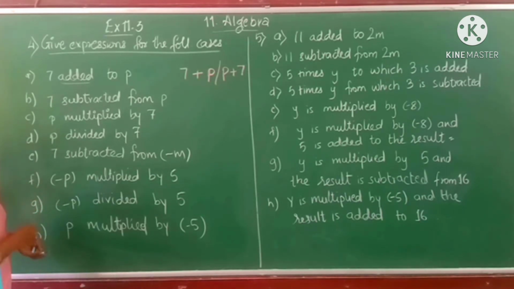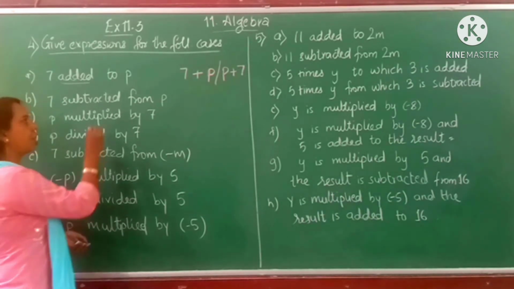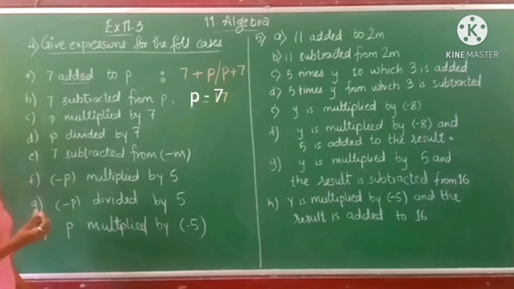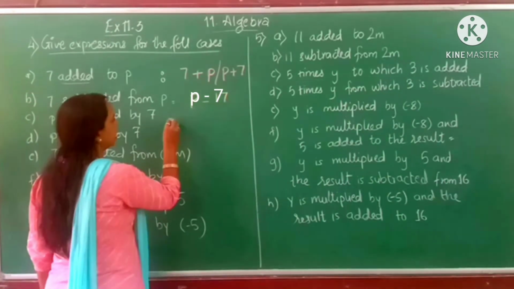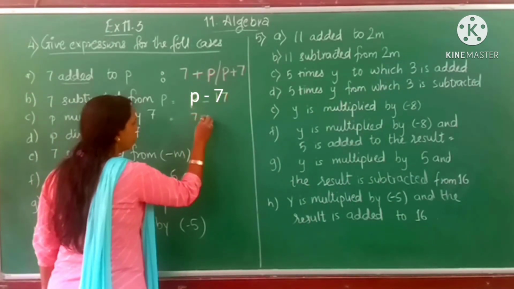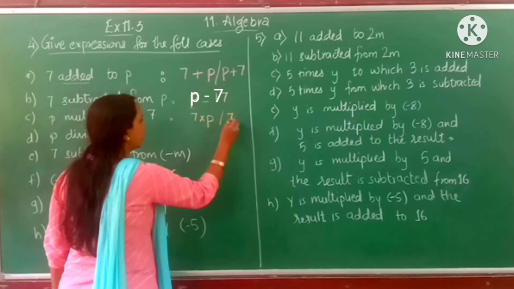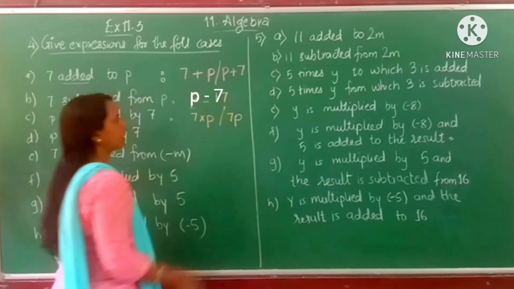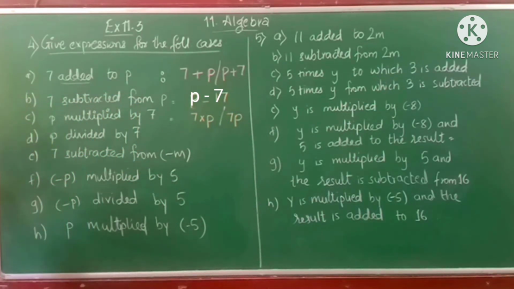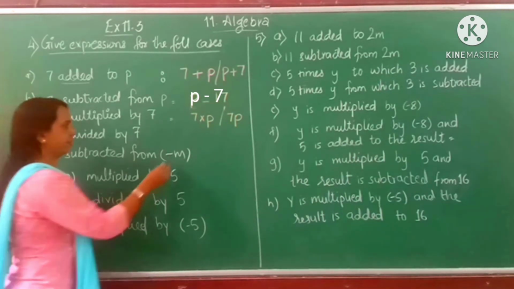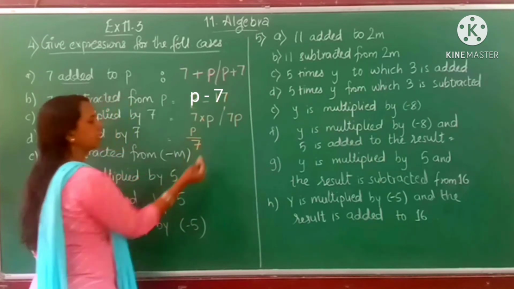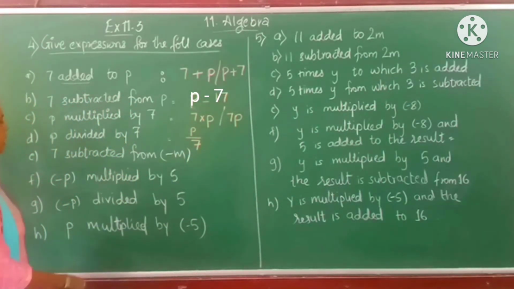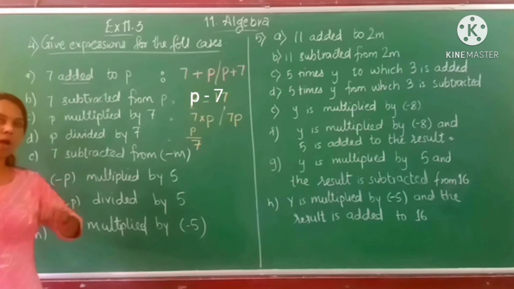Now next is 7 subtracted from P. Okay, P minus 7. P multiplied by 7. Here always put the number before the variable. So you can write here 7 into P and you can also write it as 7P. Okay, both the expressions are correct. Next is P divided by 7. So you will write here P divided by 7. Okay. Next is 7 subtracted from minus m.